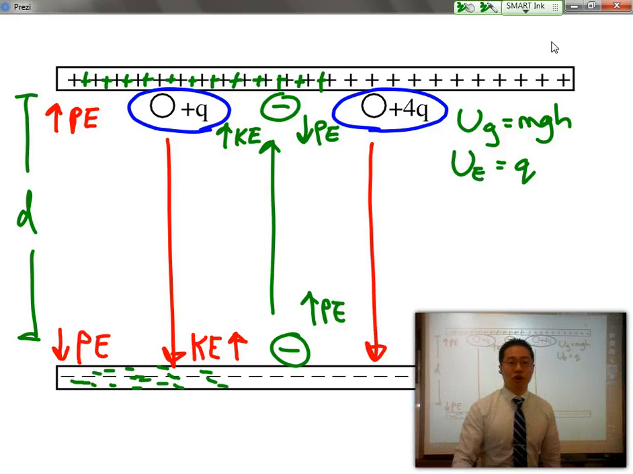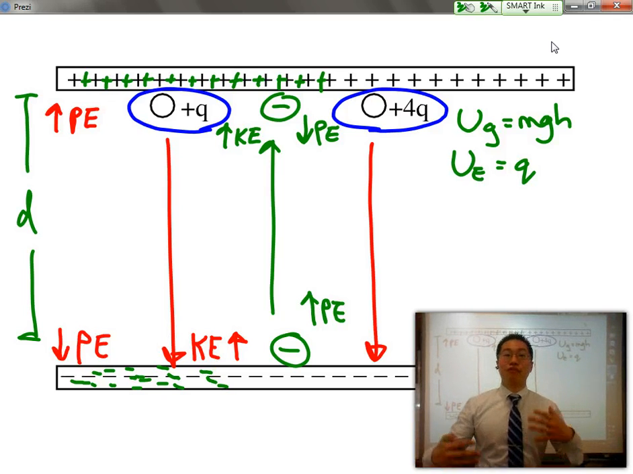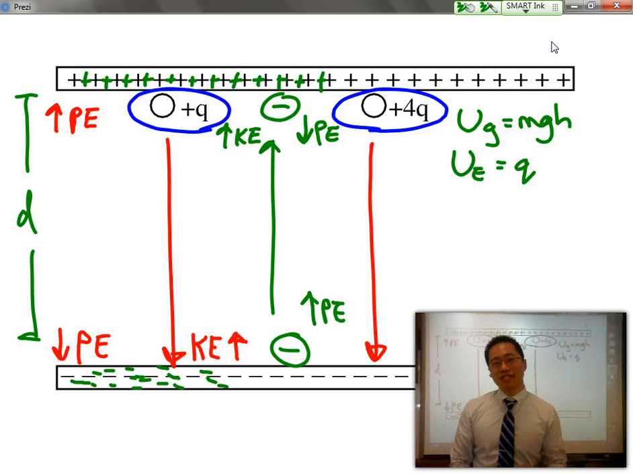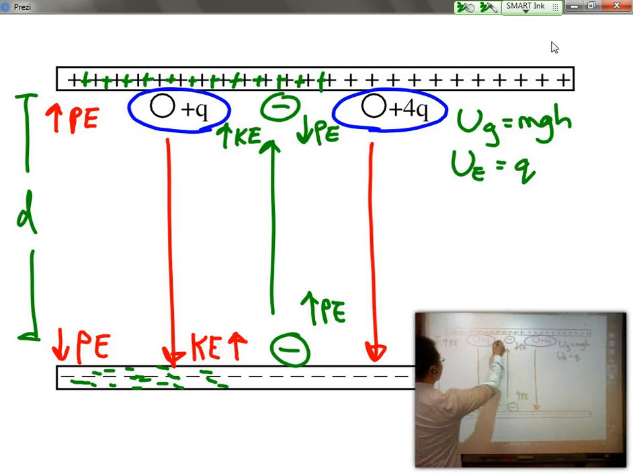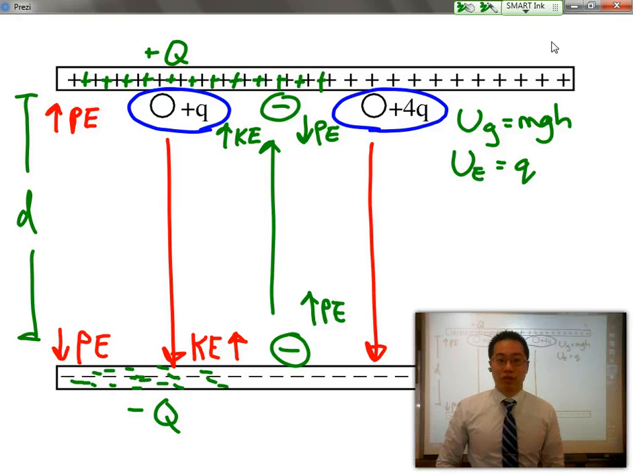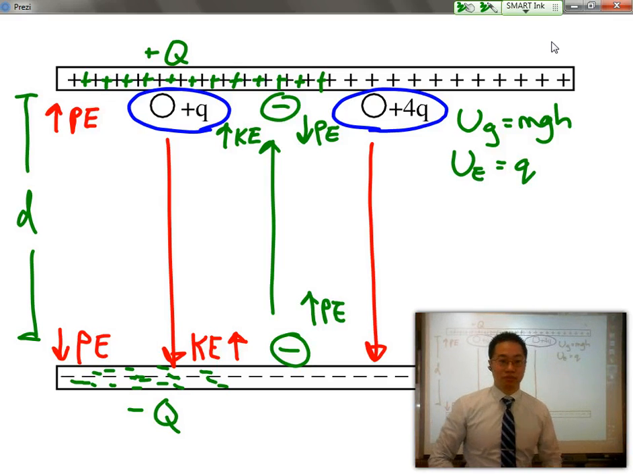Then if it's even stronger, then the electric field would be stronger, and the charges would accelerate even faster than before. So it's not just the distance that plays a role in how much it's going to speed up, but also the strength of the charge on the plates that plays a role in how much it's going to speed up, because it creates a stronger electric field.